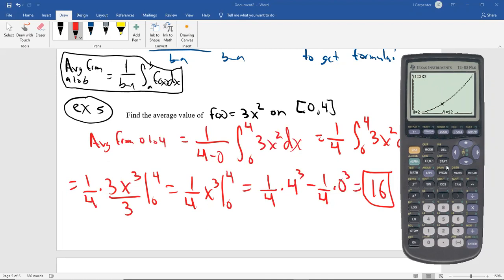Trace. What's f of 0? It's 0, because 0 squared is 0. What's f of 1? It's 3. What's f of 2? It's 12. What's f of 3? It's 27. What's f of 4? It's 48. And if you added up those 5 values, 0, 1, 2, 3, and 4, and divided by 5, you would have an average of 5 finite points of the function. And it's probably in the ballpark of 16.